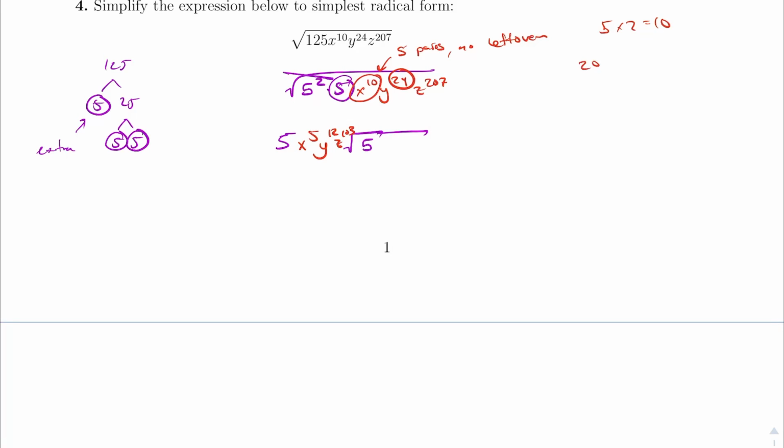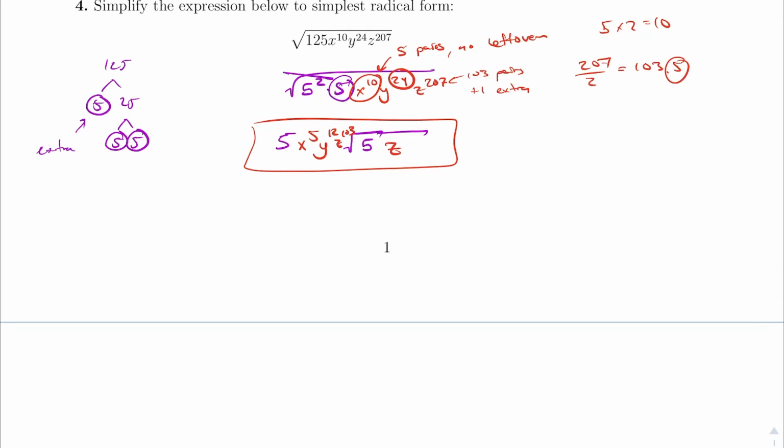But when you do 207 divided by 2, you get 103.5. So there's actually some extra left inside. This is 103 pairs, but 103 times 2 is 206, so we have one extra z inside still. And this is what we get.